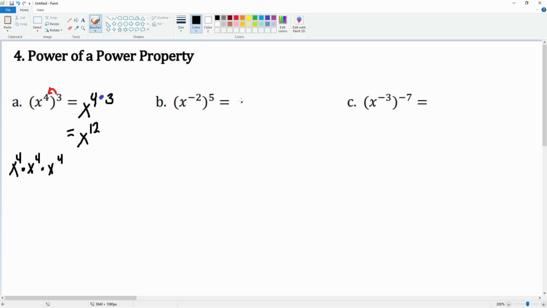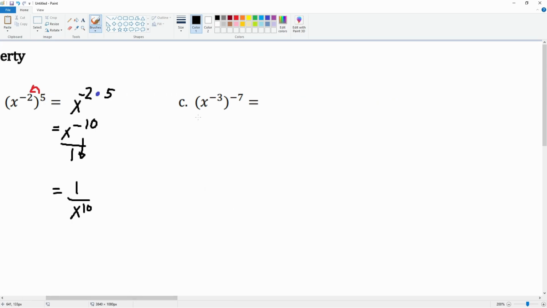Same thing here for b. Let's do the same thing. We have x to the 2 to the 5th power. So now we're going to have to just multiply it, because the exponent will distribute. This is going to get you x to the negative 10. But we are not allowed to have a negative exponent, so we bring it across that fraction symbol. It was on top, so we bring it back down. Becomes 1 over x to the 10.